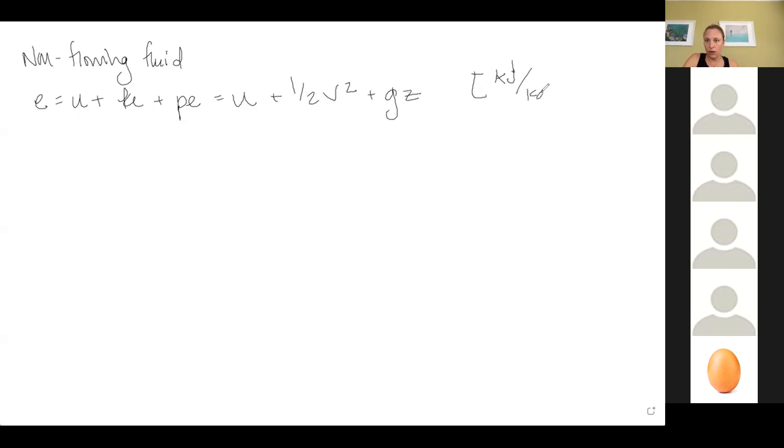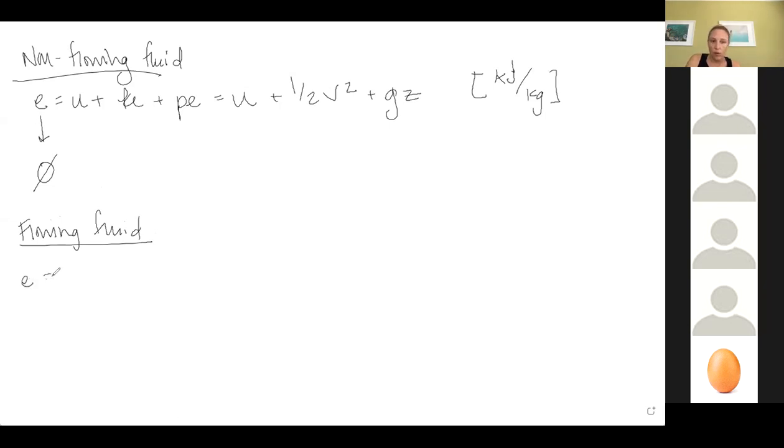Kilojoules per kilogram. And then sometimes in the chapter, you will see this E written as a theta. You can also see this as not just for non-flowing fluid, but when we include flowing fluid, we have to include flow energy. Once again, I went over this on Monday. I'm just briefly going over it again, since I know you probably were focused on the exam.